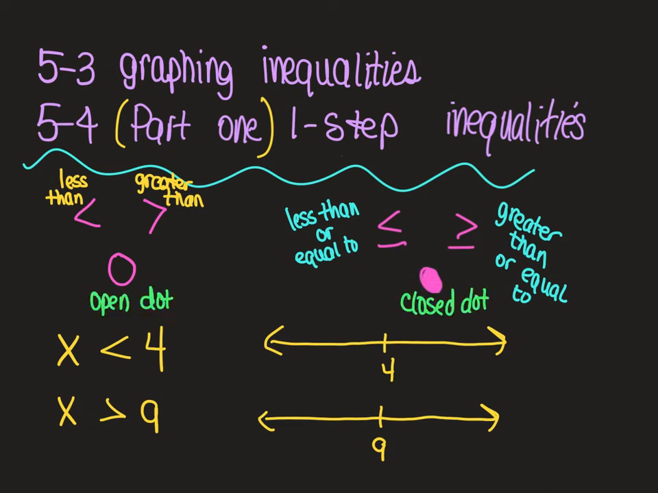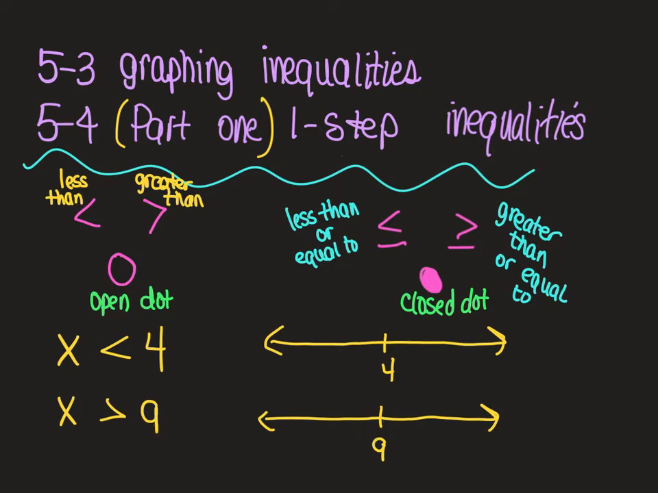All right, so if you had a question that had a variable and a number, you're going to read it from left to right. So when you say this, you say x is less than 4. X is greater than 9. Probably in other math classes when you were younger, you'd say the alligator mouth is open to the bigger number, yum, yum, yum. But if we actually read it left to right, x is less than 4. X is greater than 9.